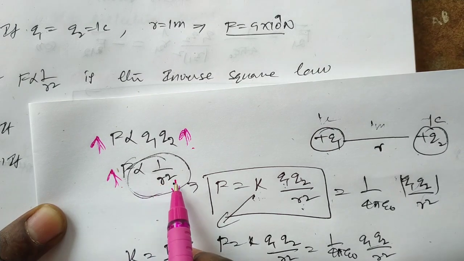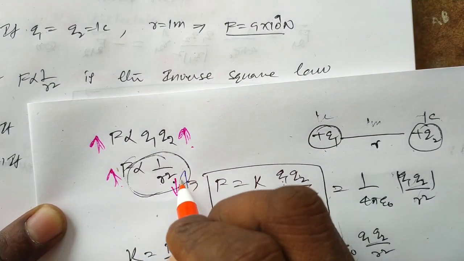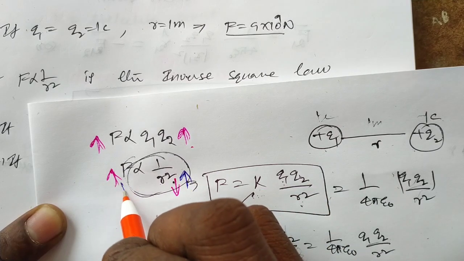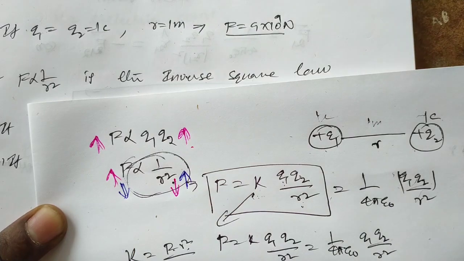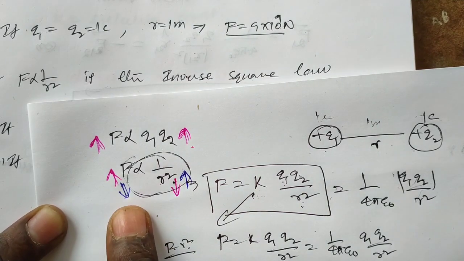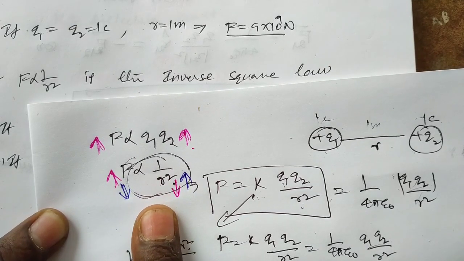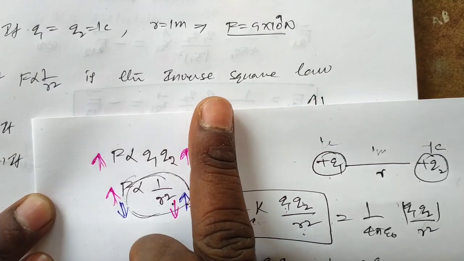Suppose the distance r is very large, we get a small force. This is the relation: F is inversely proportional to the square of the distance. That is the inverse square law.